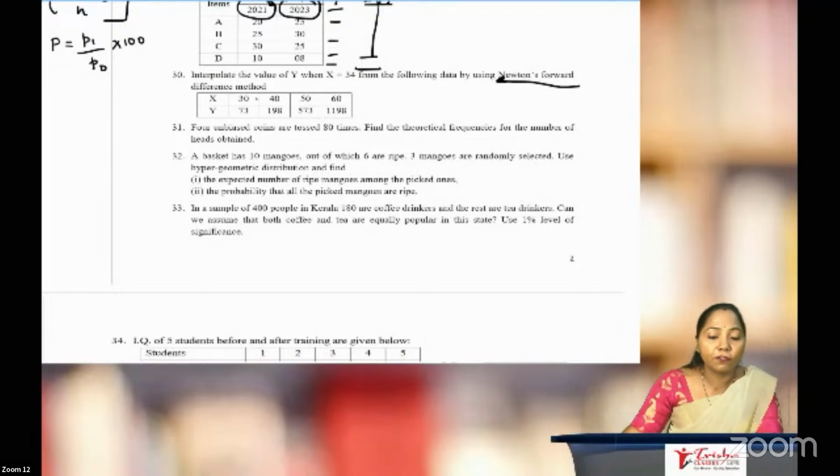If a complete table is given without any missing value in the table, you have to go for Newton's forward difference method. If there is any missing value in between, or two missing values at the end, then it is binomial expansion method. Binomial expansion method and Newton's forward difference method.